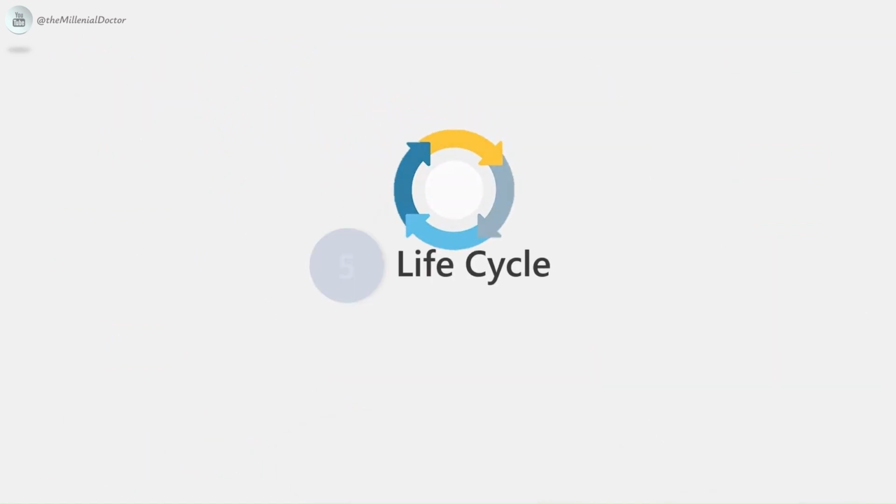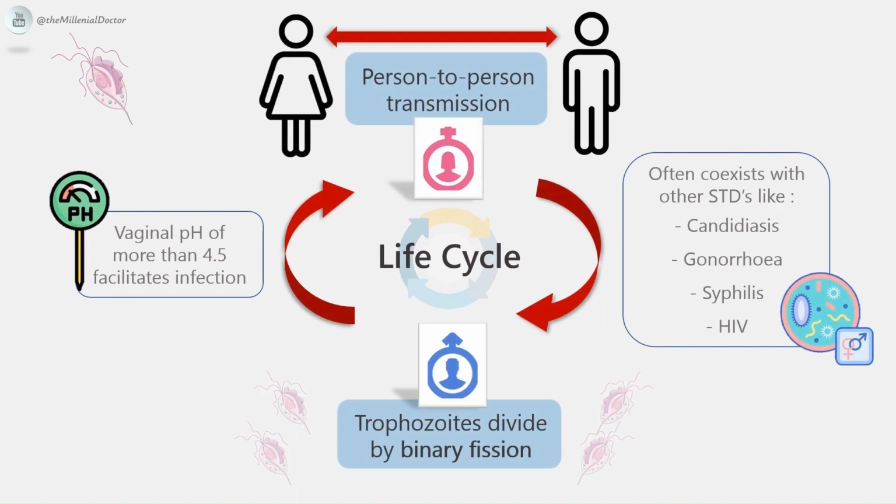Next, the life cycle of the parasite. The life cycle of Trichomonas vaginalis is completed in a single host, either male or a female. The trophozoite cannot survive outside, so infection has to be transmitted directly from person to person. Sexual transmission is the usual mode of infection. Trichomoniasis often coexists with other sexually transmitted diseases like candidiasis, gonorrhea, syphilis, or human immunodeficiency virus, also called the HIV virus. Vaginal pH of more than 4.5 facilitates the infection. The trophozoites divide by binary fission.